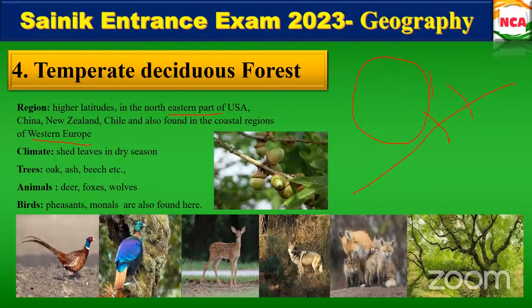Wait, let me erase it and draw it for you. When you take the eastern part of USA, this is the eastern part of USA. When you take Western Europe, this is Western Europe, right? So it will be like this. Finland and so on. Sorry, the western margin of Europe will be like this. So this is the eastern part of USA.